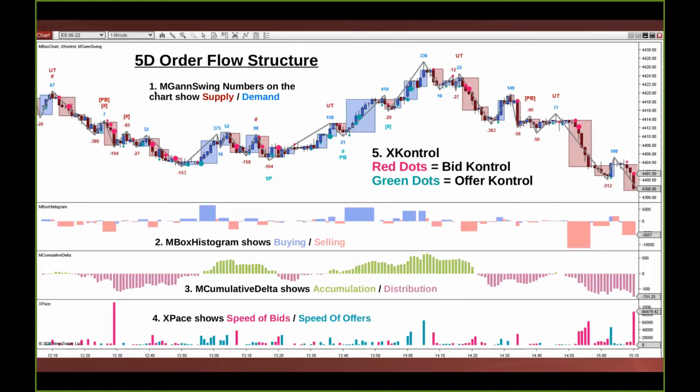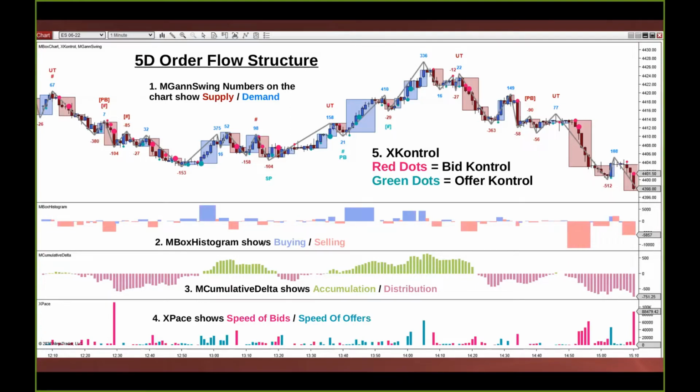Starting with point number 1, we've got the zigzag line, that's the MGAN swing. The numbers on this chart use the MBox Precision Delta algorithm, and they represent supply and demand, right? So if it goes up like 375, that's demand, and this minus 380, that's supply. I'll get into it more later.